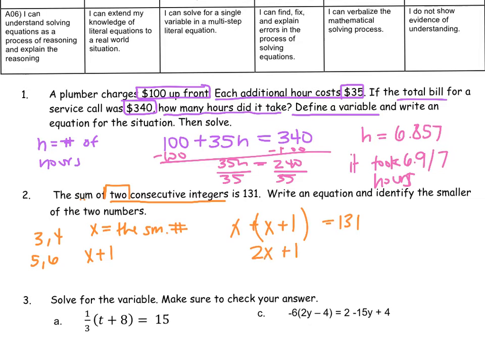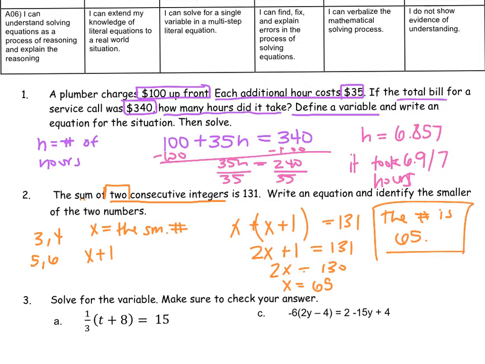When I solve, 2x plus 1 equals 131, 2x equals 130, x equals 65. So, identify the smaller number. The number is 65. That's my smaller number. You could also write that the other one is 66.